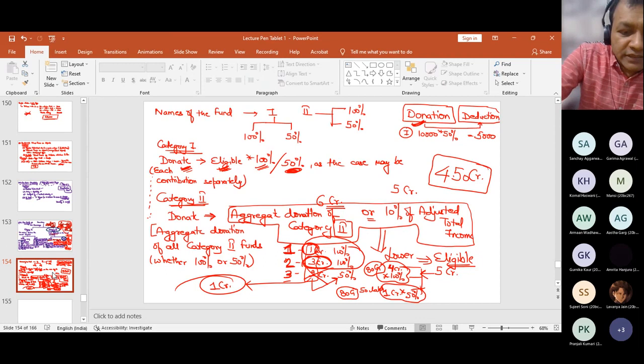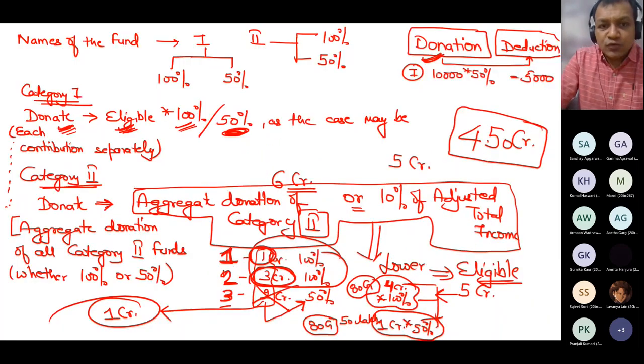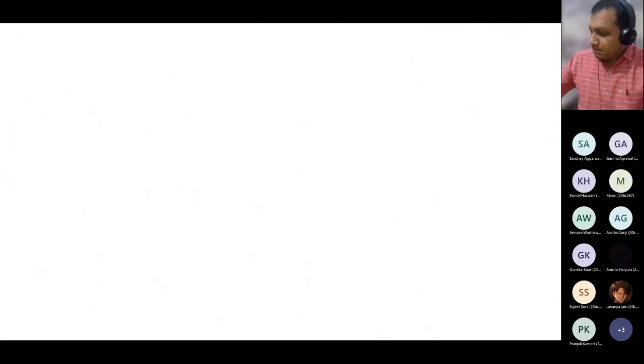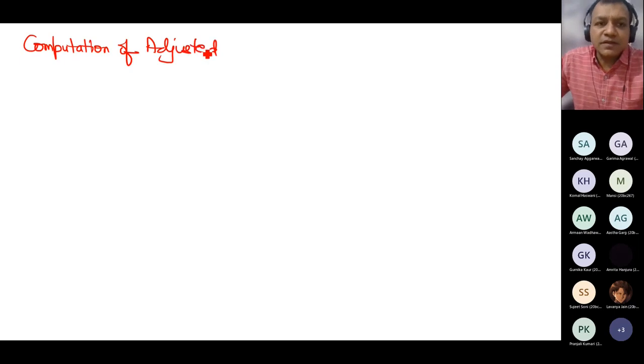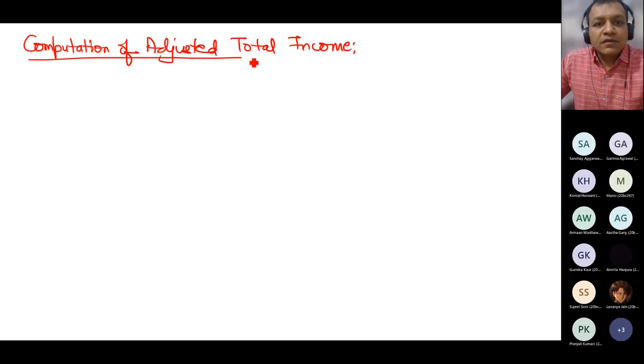You have already computed adjusted total income in another section. Do you remember where you have computed adjusted total income? In 80GG. Oh, you have not yet seen that lecture of 80GG. So let me tell you what is adjusted total income. That concept is also used in 80GG. As the name suggests, total income is to be taken, and it has to be adjusted.